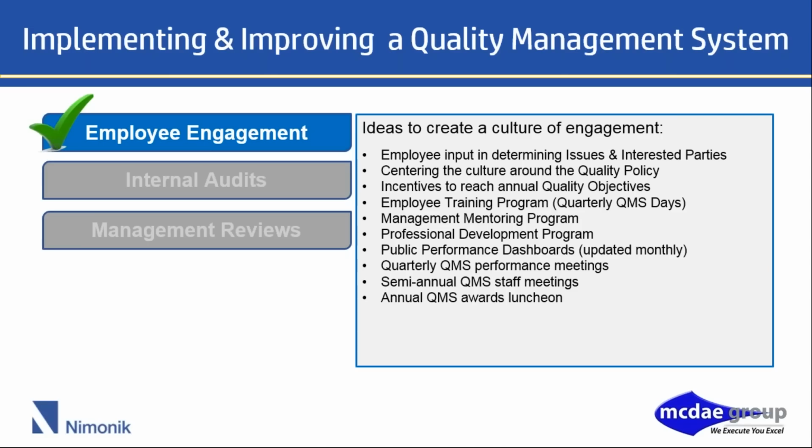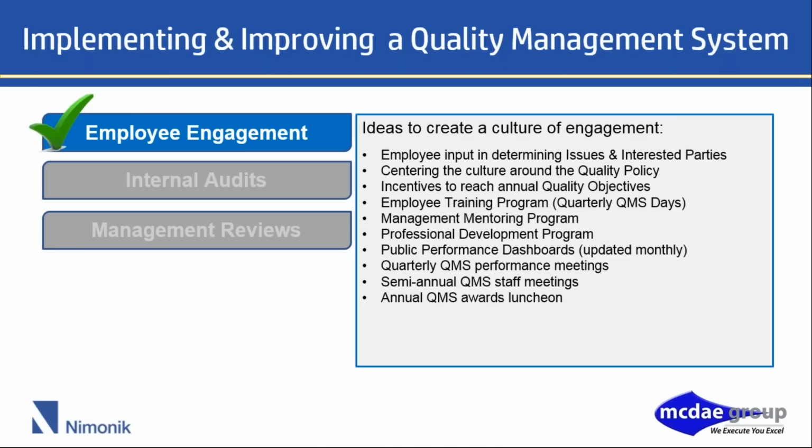So getting employee input and determining the issues and interested parties in 4.1 and 4.2 is a very helpful way, because if you want to know if the company's got issues, I can tell you right now, you ask the employees, they're going to be able to tell you very quickly, oh yeah, we got issues, and here they are. So top management shouldn't get into a room in a bubble and in a vacuum decide what the company's issues are. They should allow the employees to have some input in that, because it will give employee engagement and employee buy-in. Centering the culture around the quality policy, I've already shared enough about that and the quality objectives.